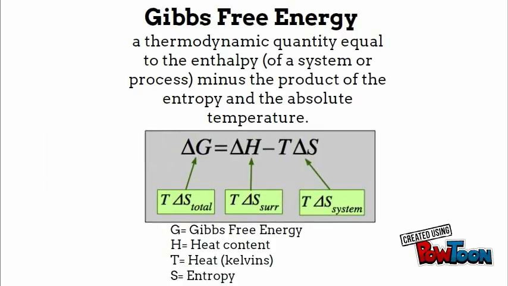Now we get to talk about Gibbs free energy, which is a thermodynamic quantity equal to the enthalpy minus the product of the entropy and absolute temperature. So it would be delta G equals delta H minus T delta S.